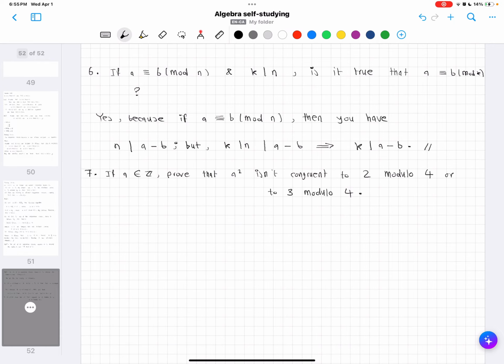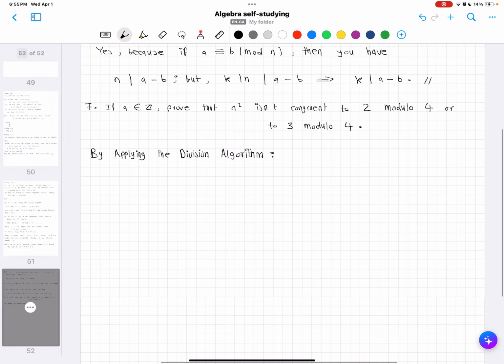What we can do is apply the division algorithm. By applying the division algorithm, we have that A is equal to 4 times K plus R, where R is between 0 and 4.